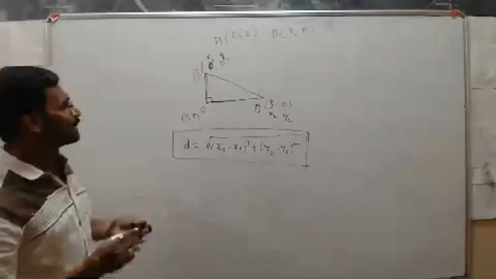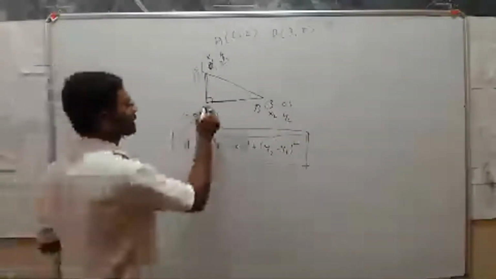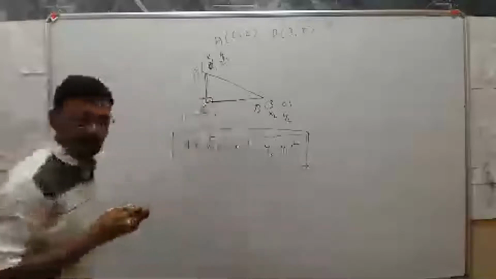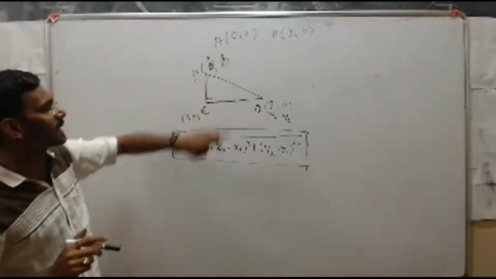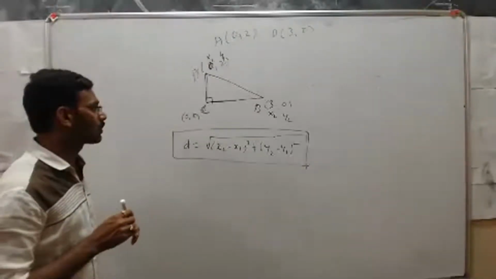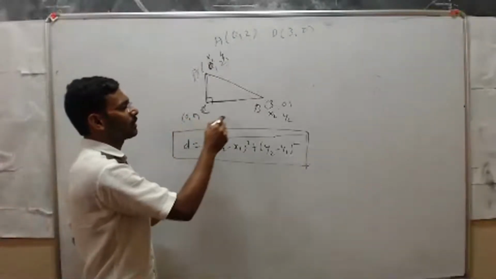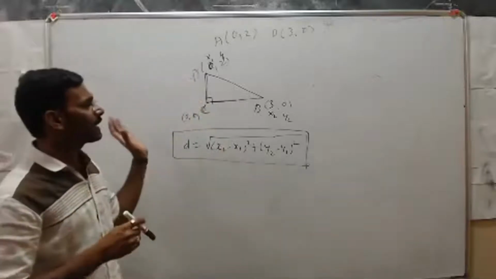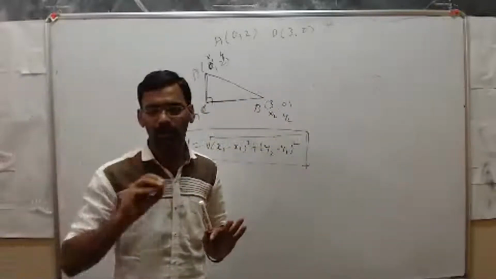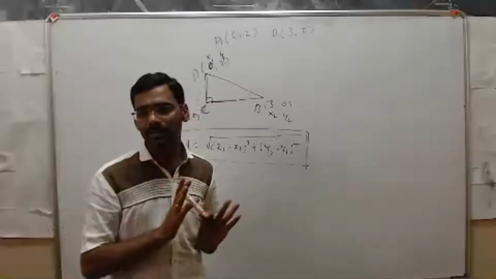Okay sir, now how do we find it? I am considering OA as C, so the triangle is ACB. The coordinates of A are 0, 2. The coordinates of C are 0, 0. The coordinates of B are 3, 0. So the question asks to find the perimeter. Simple. Find the perimeter of triangle ABC.